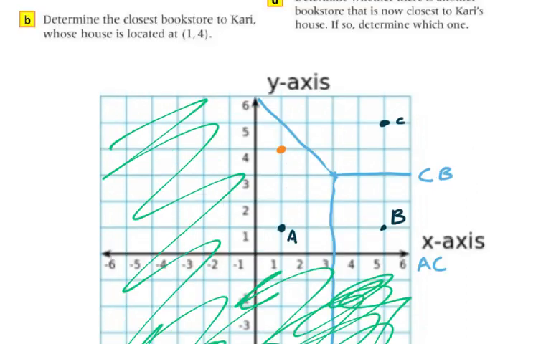Lovely. The next question is B. Determine the closest bookstore to Carrie, whose house is located at (1, 4). So you're looking at the cells. It's clearly in the cell that has bookstore A. So clearly in this cell here. So it's going to be A.